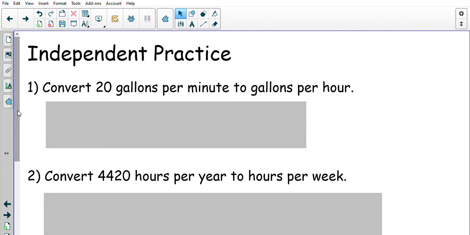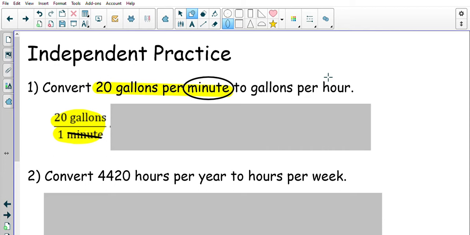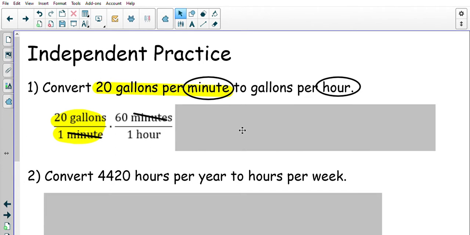All right, taking a look at number 1, it says to convert 20 gallons per minute to gallons per hour. So start with your 20 gallons per minute as your original fraction. We'll highlight that in yellow. There we go. It's going to be all of this information here. We want to convert our minutes to hours. So we know that there's 60 minutes in an hour, but I want my minutes to go on top. So 60 minutes on the top, 1 hour on the bottom.